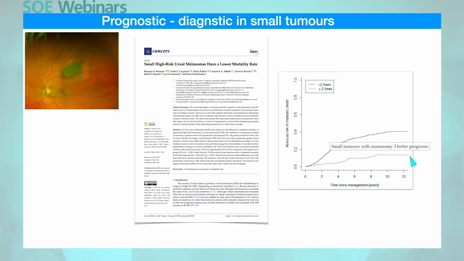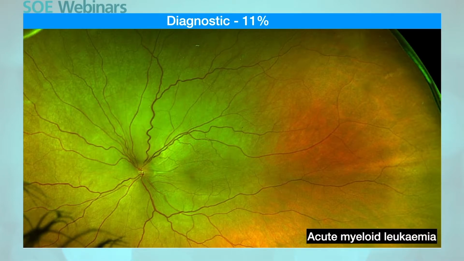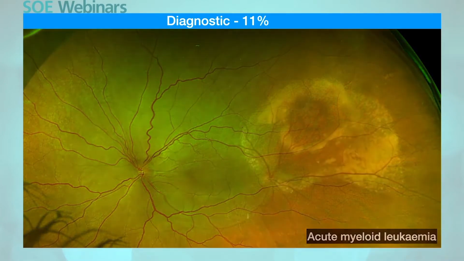This biopsy, for example, in that patient is a small melanoma with monosomy 3. The next group of indications, in about 11%, is diagnostic. All the experts in the world every once in a while see cases where they really have no idea what this is. And this is one of those cases. This diffuse swelling around the optic nerve head, no other symptoms, no other diseases. We really don't know what this is without a biopsy. It turned out to be acute myeloid leukemia, so possibly a life-saving biopsy.